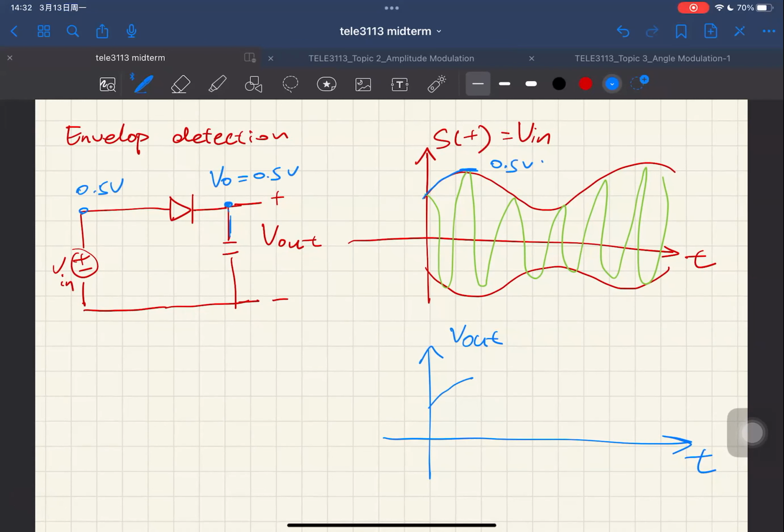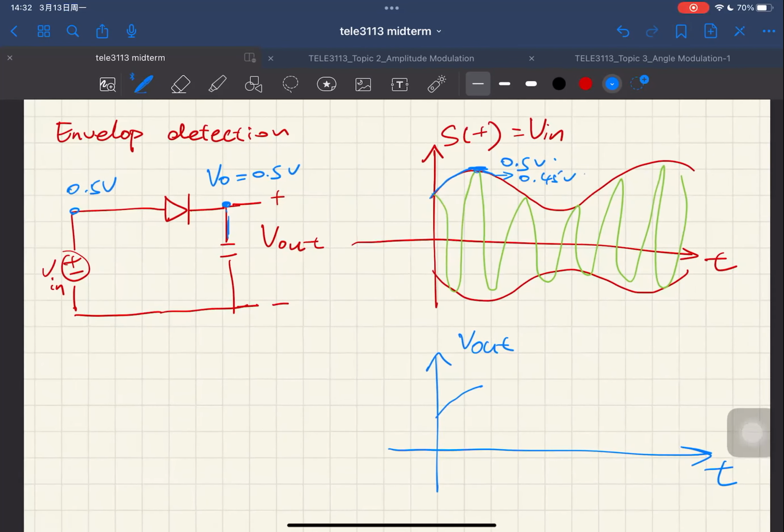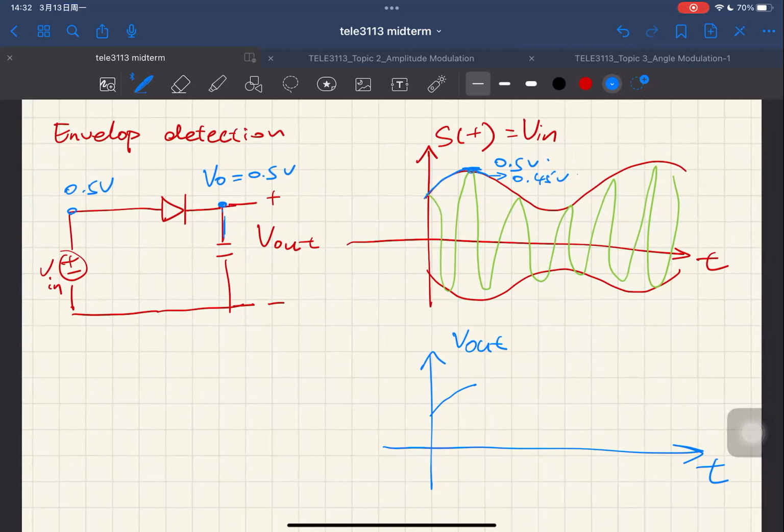But after this moment, it's going to drop, because this is a peak. So after this point, the voltage output is going to drop. Let's say it probably drops to 0.45. Let's just randomly say that's 0.45. So if the voltage here is still 0.5, but your input voltage has dropped to 0.45, what does that mean? That means this diode is going to be reverse biased.